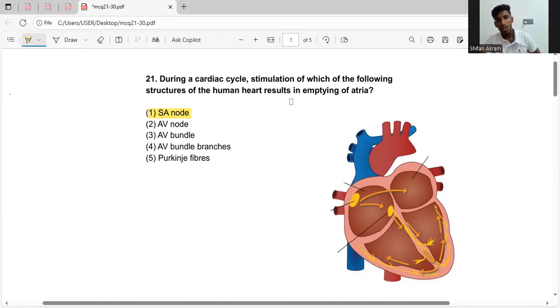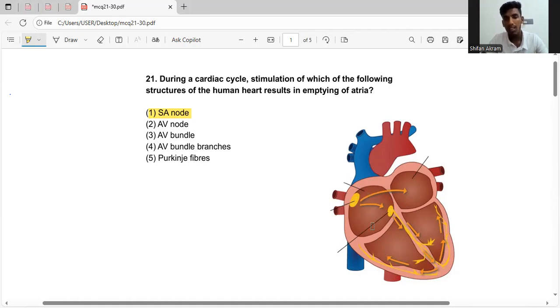Anyways, let's take a look at all the other structures present and their function here quickly. When the blood is passing from the atrium to the ventricle, at the same time the impulse is passed from the SA node to the AV node, and the AV node acts like a red light. The AV node only gives the green signal for impulses to pass when the atria are fully emptied. So it delays for 0.1 second, and in this 0.1 second the atria are fully emptied.